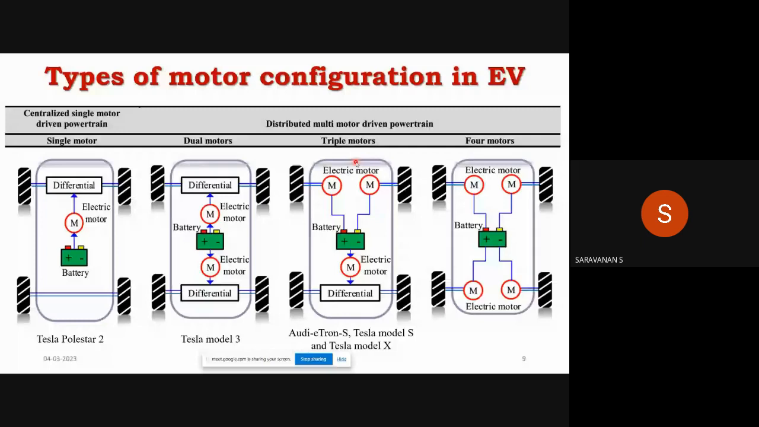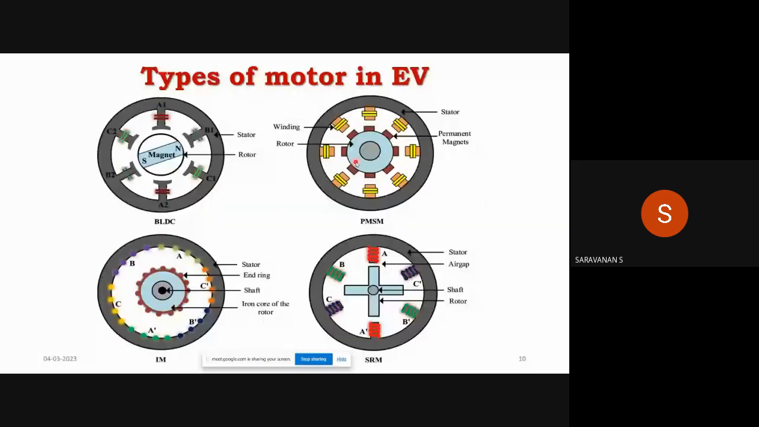Then, types of motors in electric vehicles. In electric vehicles, these are the major motors they use. First is the BLDC motor, brushless DC motor. The brushless DC motor is mainly used in two-wheelers, not in four-wheelers. Major four-wheelers use the permanent magnet synchronous motor. Then the induction motor. These two motors are used in four-wheelers and heavy electric vehicles. SRM and BLDC motors are used in lightweight electric vehicles. So these are the classifications.